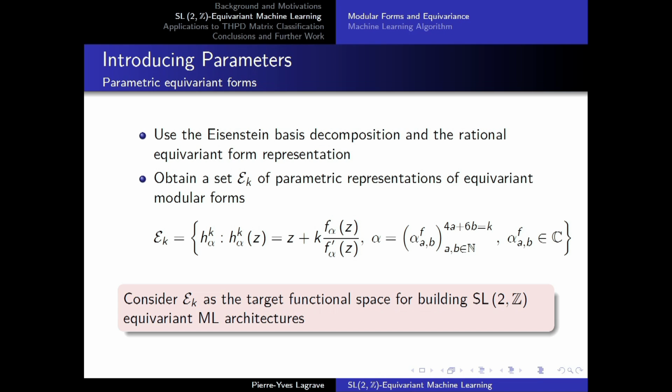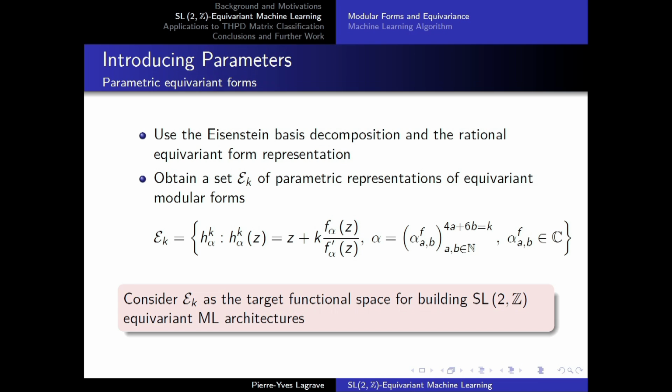So in our case, we were interested in building machine learning algorithms. So we need to train things, we need parameters. And to do that, we are just going to leverage the fact that we know that a given modular form can be decomposed into the Eisenstein basis. So you have a vector of complex numbers to represent that modular form.